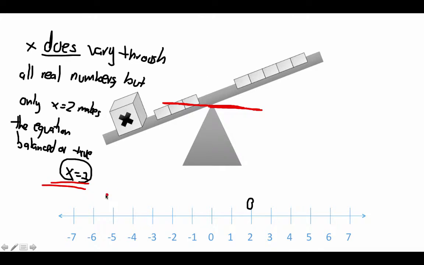And therefore, 2 is not the only value of x. Instead, we need to rethink what that answer is, right? What we sometimes just call an answer. 2, or x equals 2, is the solution because it makes the equation true or balanced. But x still varies throughout every single value on the real number line.